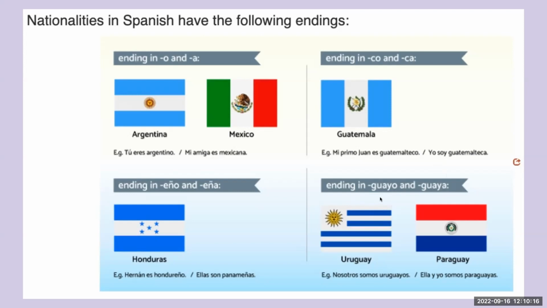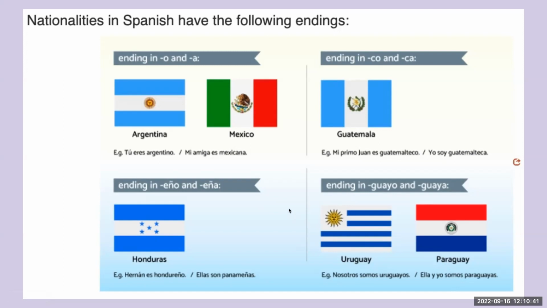Okay. Ending in guayo and guaya. In Uruguay, we've got nosotros somos uruguayos. We are Uruguayan. Notice that it ends with OS because we're talking about more than one. And then we have ella y yo somos paraguayas. We are from Paraguay. Okay, so it's important to know your endings.